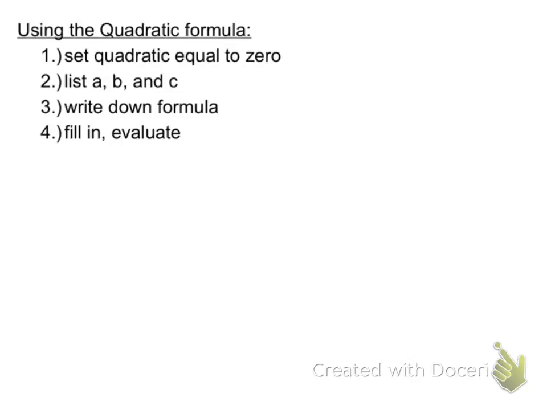I then want you to list A, B, and C separately. A equals, B equals, C equals. Don't mess up, because A is not 2x squared. A would just be 2. So be very careful on that.